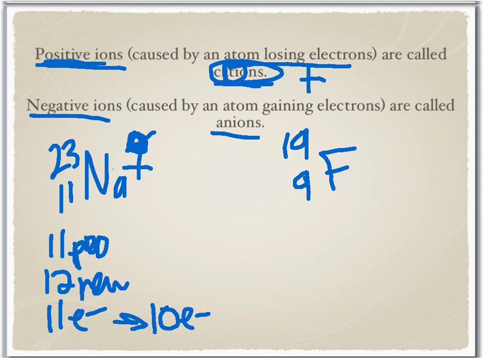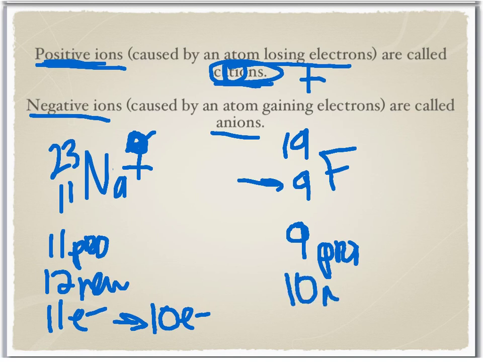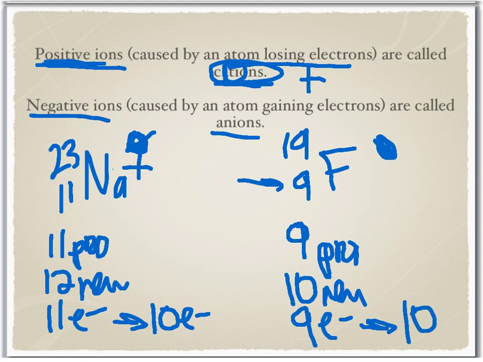Over here, fluorine, we have 9 protons. We can tell because of the atomic number. 19 minus 9 means we have 10 neutrons. And since there's nothing here to indicate charge, we can assume that it has 9 electrons. However, what if it gains an electron? Then it would have 10. And it would have one more electron than it does proton, and that would give it a negative charge, and we would then call it an anion.